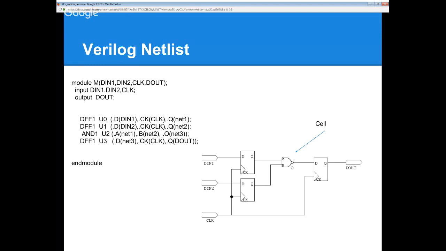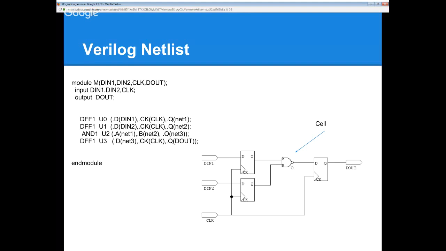Especially this rectangle one, maybe some of you know, is what we call the D flip-flop. This represents a memory element in the logic, and this one is an AND gate. So this netlist represents this logic. This is the result of the logic synthesizer.